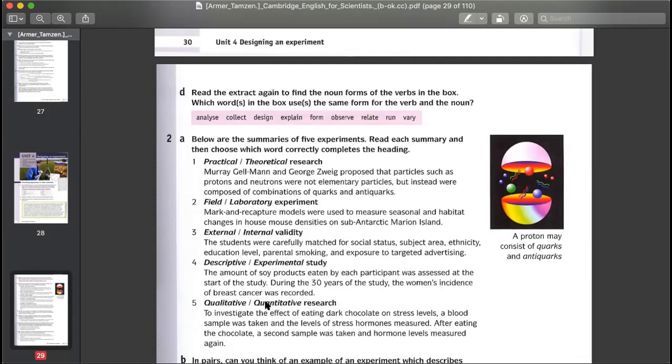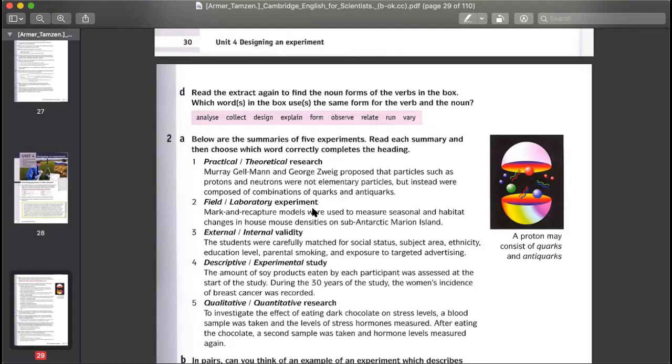Okay. For example, let's do number 2. Field or laboratory experiment. We have mark and recapture models were used to measure seasonal and habitat changes in house mouse densities on subantarctic Marian Island. What do you think? Is it inside the lab or is it in the field or outside? Changes in house mouse densities on subantarctic Marian Island. Of course, it will be field experiment.